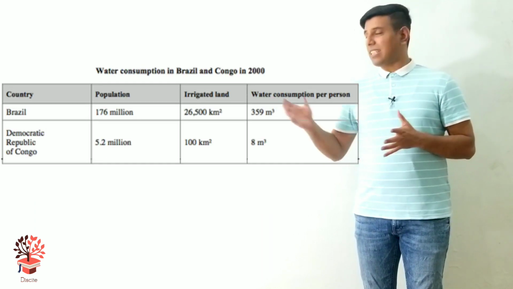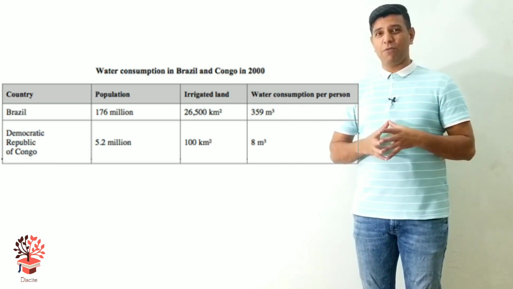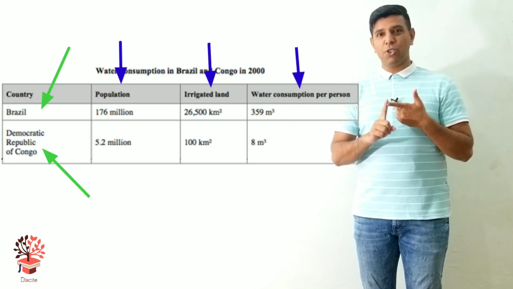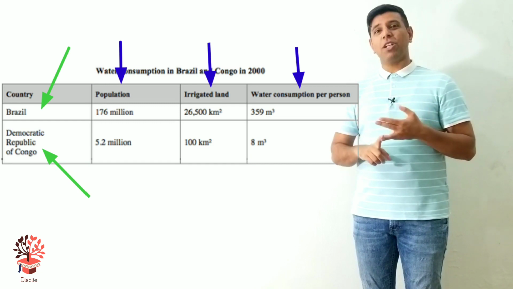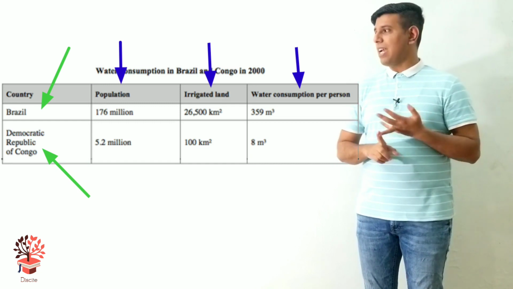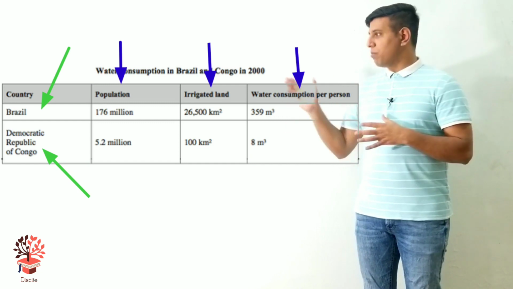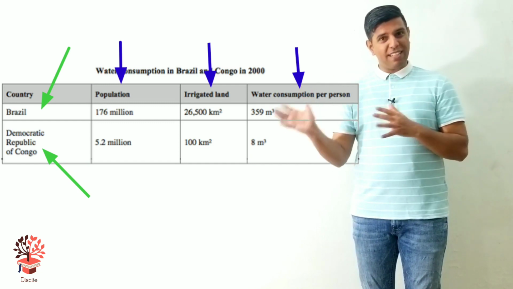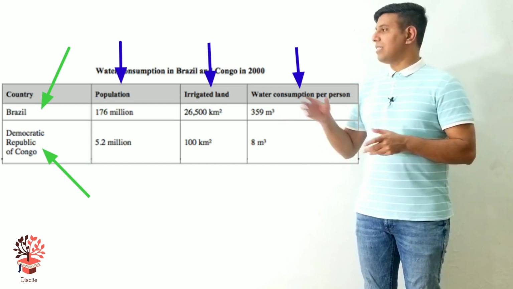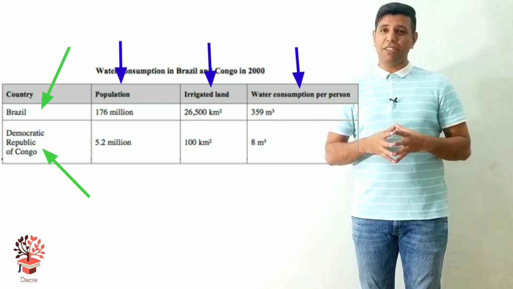And then if you look at the table, look at the information provided, we got three variables: population, irrigated land, and water consumption per person. And these variables are for two countries: Brazil is a South American country, and Democratic Republic of Congo, an African state.